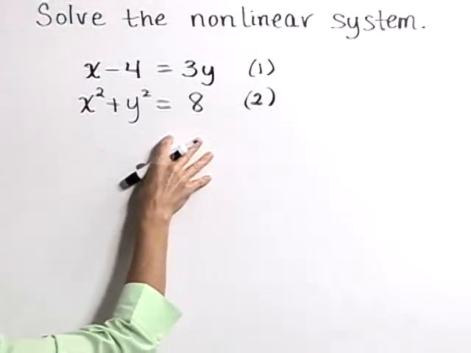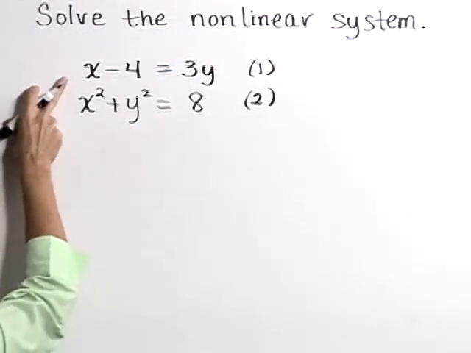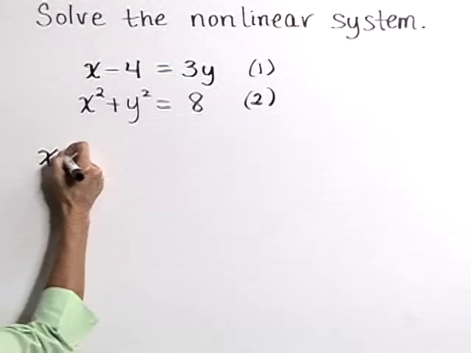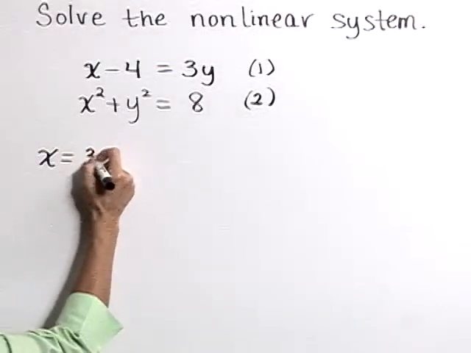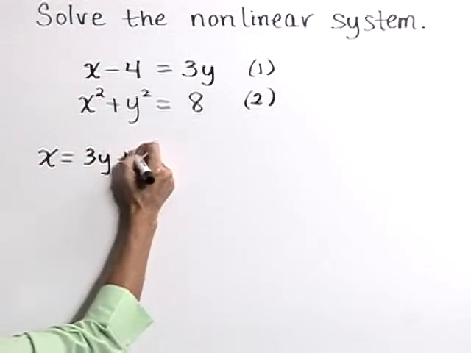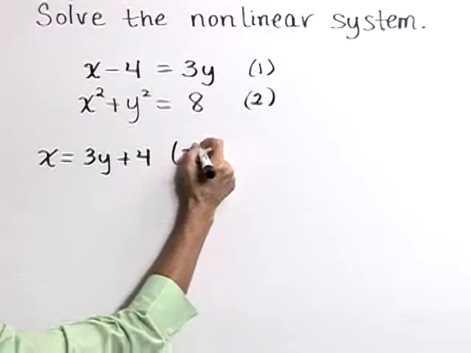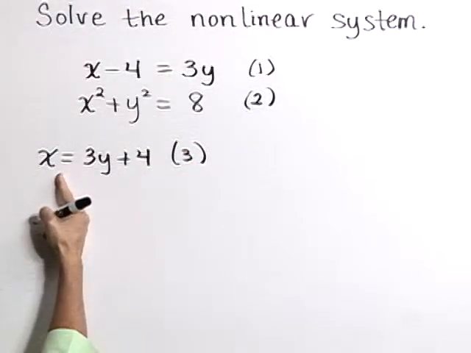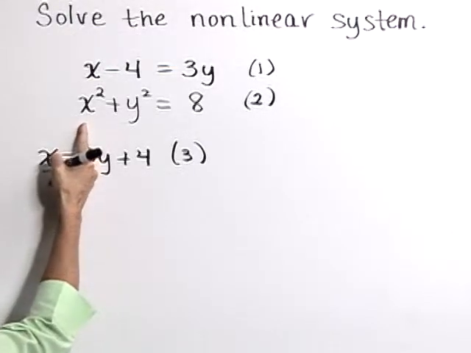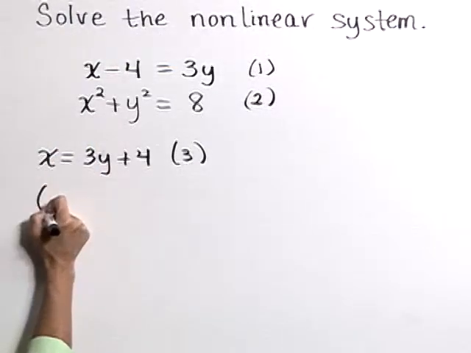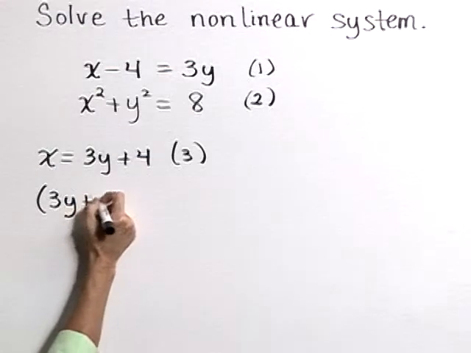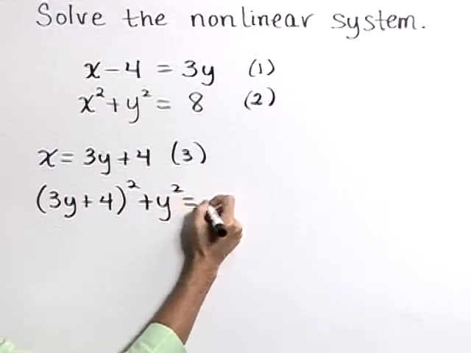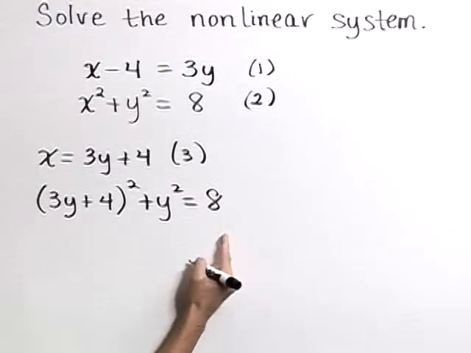Let's see. Let's take equation 1 and solve it for x, giving x is equal to 3y plus 4. And I'm going to call that equation 3. Now let's substitute this value for x into equation 2, so that we have a 3y plus 4 quantity squared plus y squared is equal to 8.